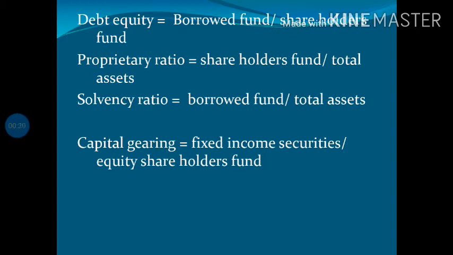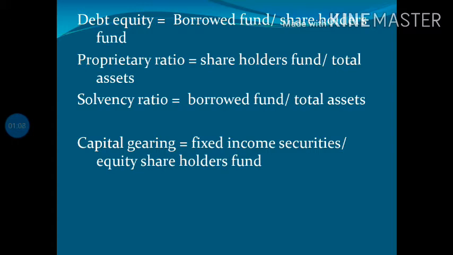So there are different solvency ratios. The important ratios are the debt equity ratio. Debt equity ratio is calculated using the equation borrowed fund, that means debt capital, divided by shareholders fund. Shareholders fund, we know, is not equity shareholders fund. Shareholders fund includes equity share capital, preference share capital, plus reserves and surplus. Reserve is to be added, surplus, profit or loss account is to be added. If there is loss, it is to be deducted.